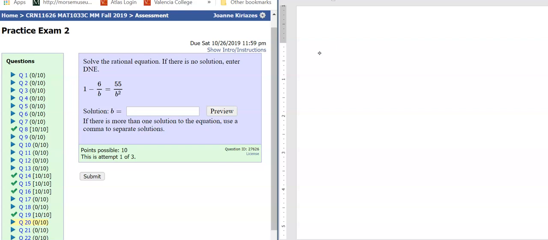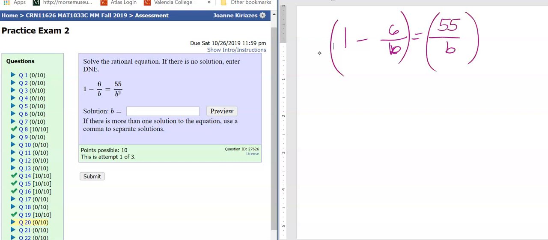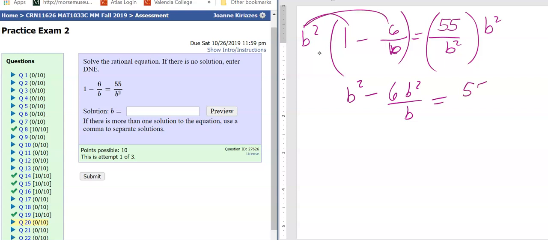So number 20, we did one like this in class, so hopefully you paid attention for that. So we're solving an equation, not simplifying. And I told you the best way to solve a rational equation is to get rid of the denominator. So I'm going to multiply through by b squared. Because by doing that, this is going to become b squared. And this is going to become 6b squared over b. This is going to become 55b squared over b squared, which is the reason I did it, because that will cancel out the denominator. But while doing that, it also cleaned up my second term. So it's going to be b squared minus 6b is equal to 55.